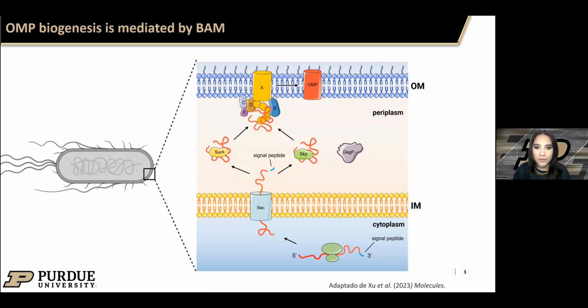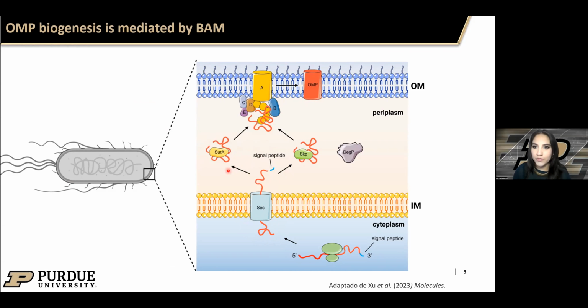So how does this process start? The outer membrane proteins are born in the cytoplasm, and here they have a signal sequence that directs them to the inner membrane, where they are translocated by another protein complex called the SecYEG protein complex. Once the outer membrane proteins, which are denoted by this squiggly red ribbon here, get to the periplasm, they have to interact with their specific chaperone proteins, which I like to call their dance partners. And here, these are SurA or Skp.